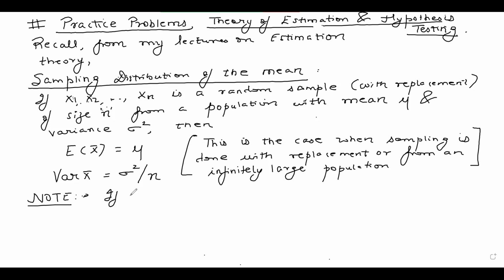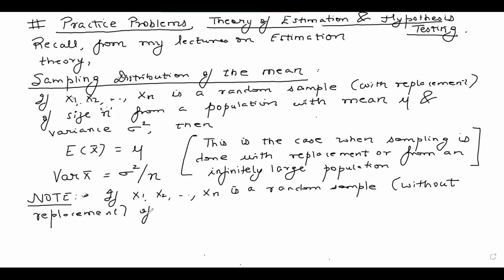So I can write if x1, x2, ..., xn is a random sample, in the bracket, I can write without replacement. That means the observations are not getting replaced. Without replacement, so it's a random sample of size n from a finite population. Now, the population is not infinite, it contains finite elements, from a finite population of size capital N. So capital N denotes the size of the population, small n denotes the size of the sample.